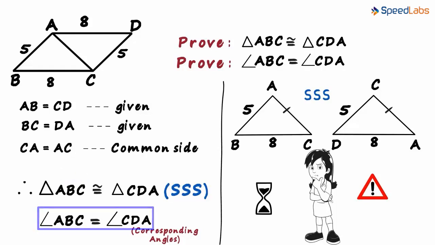Now this can be written in different ways. Some write it with the congruency sign in between. Some write it as measure of this angle equals the measure of this one. They all mean the same.